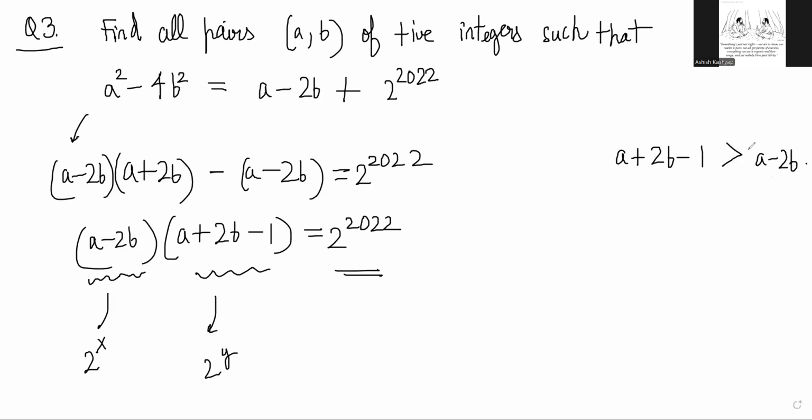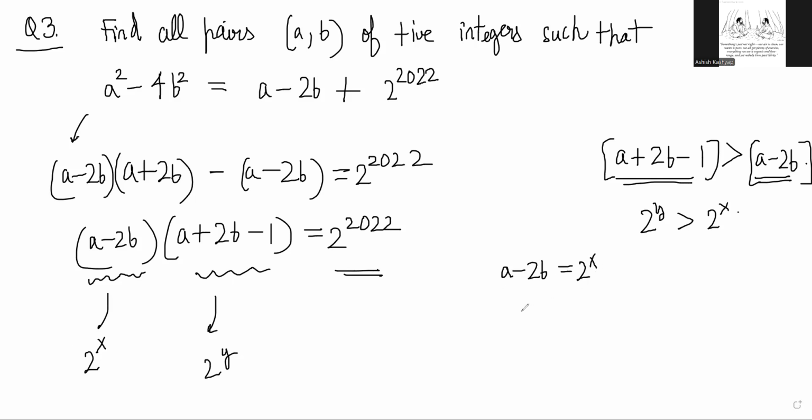So therefore we know that 2 power y must be greater than 2 power x because we are calling this 2 power y and this 2 power x. For positive integers, this is always bigger than this. You can check it yourself. Okay, great. So what we are getting is these two conditions. A minus 2b is 2 power x and a plus 2b minus 1 is 2 power y. If you add them, you get 2a minus 1 is equal to 2 power x plus 2 power y.